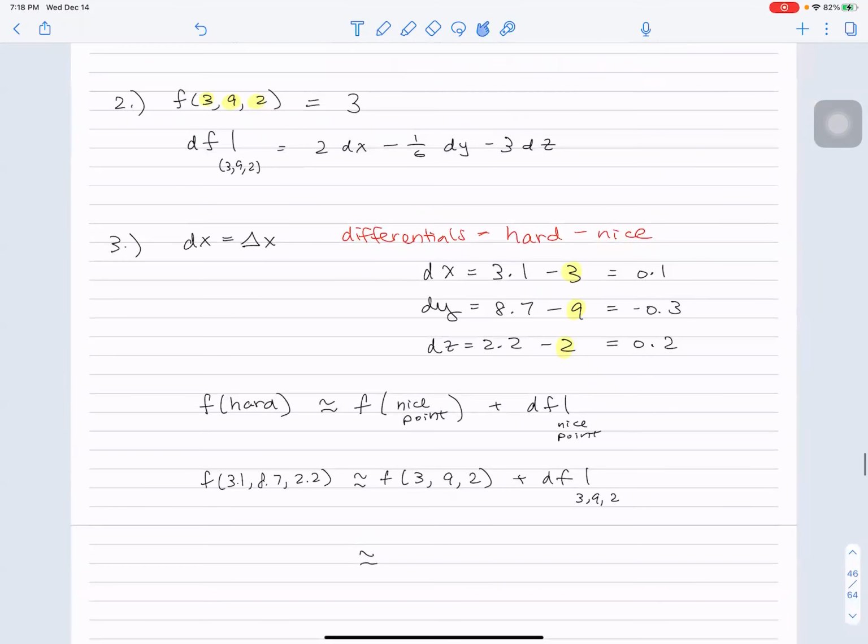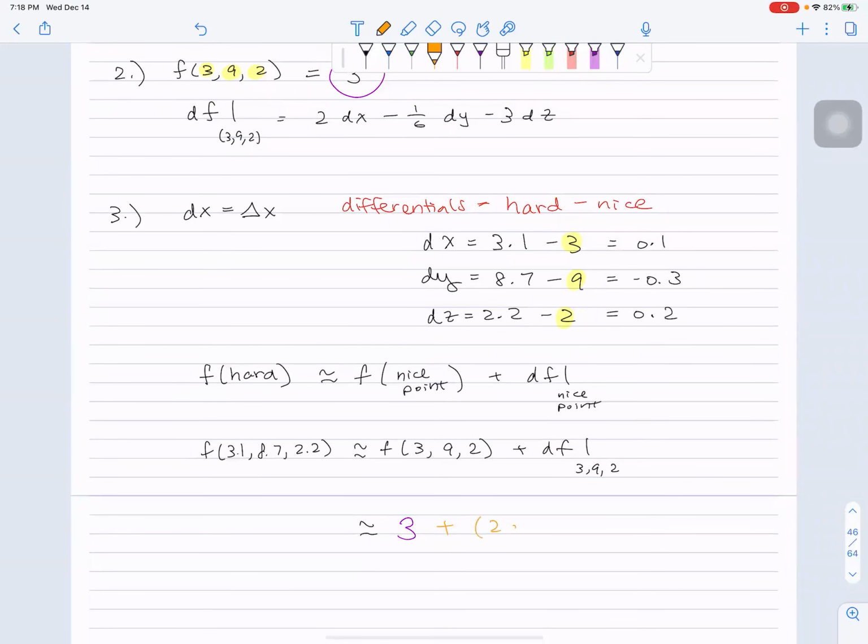F at 392 I already found in part B. That was 3. Plus, what is df at 392? df was 2dx minus 6dy minus 3dz. But I want to evaluate it at my nice point, which is the orange thing. What is missing? What are these d variable things? Those are the differentials. And we just found the differentials up here.